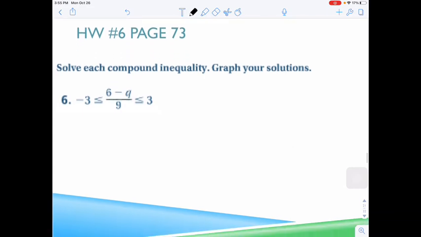Then on page 73, we have homework number 6, solve each compound inequality, graph your solutions. So we have -3 is less than or equal to 6 minus q over 9, which is less than or equal to 3. You're trying to get the q all by itself.